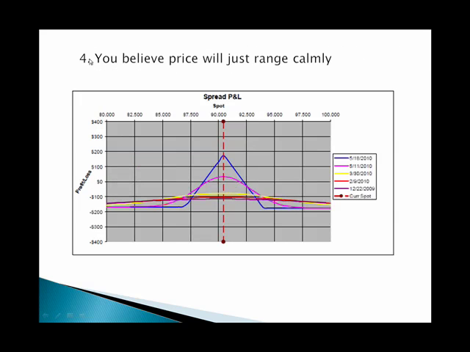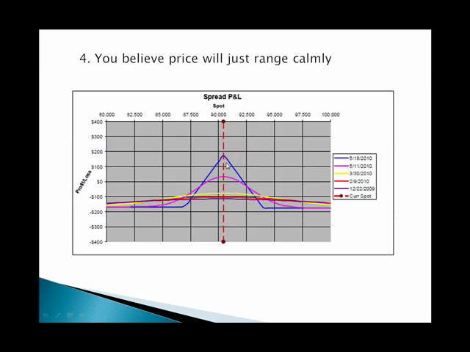So the last scenario we have here is scenario 4. You believe price will just range calmly. There's a number of different positions you can construct, but this one is relatively simple. It's called a butterfly because of the way it looks. There's the head of the butterfly and then two wings coming out each side. And let's pretend, for example, price is right here at around 90.5 or 91, whatever this is.